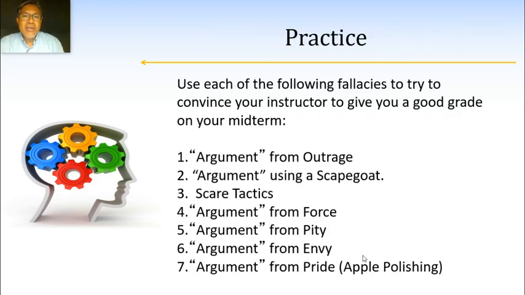So one of the things we do in our live class is we get into groups, and I ask you to use these fallacies that you've just learned to try to convince your instructor to give you a good grade on your midterm. Okay, so obviously there's no group here for you to do this with, so I'm hoping you take some time, press pause, and actually try to create on your own some fallacies. What would you say to your instructor to convince them to give you a good grade on your midterm, using an argument from outrage, using an argument using a scapegoat, using scare tactics, using an argument from force, using an argument from pity, using an argument from envy, and using an argument from pride? Hopefully you take a minute or two, come up with some ideas, and then come back to the video.